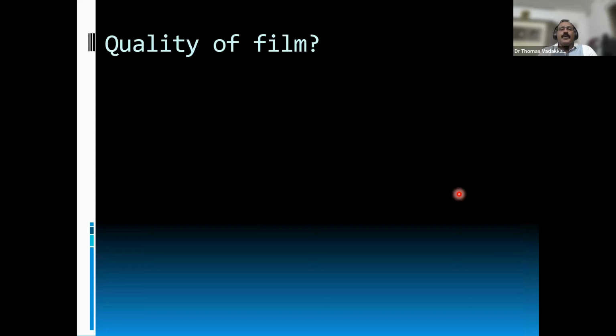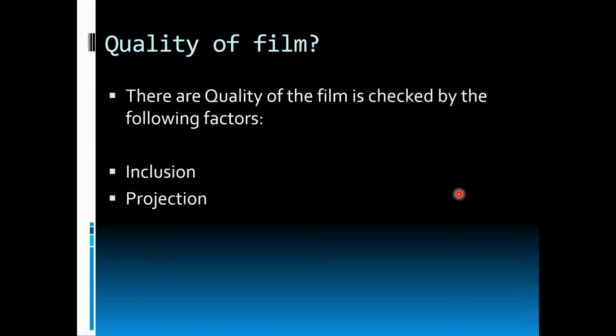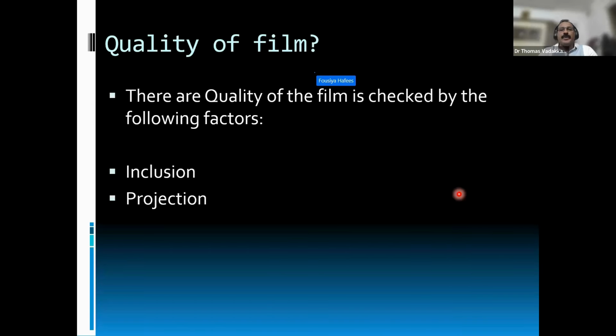Now, the quality of the film is very important. Before interpreting any chest X-ray, we have to assess the technique and the quality of the film. It should be assessed under the following headings. Inclusion: whether the entire chest field is included or not. The projection should also be assessed. Rotation: if the patient is rotated to one side, your interpretation will be very difficult. And whether the patient has taken sufficient inspiration is also an important factor to get a good quality image in chest X-ray.